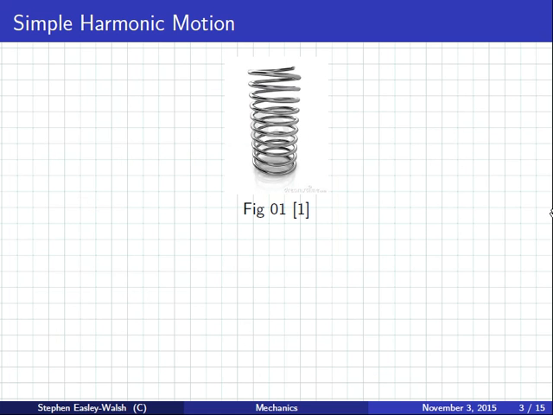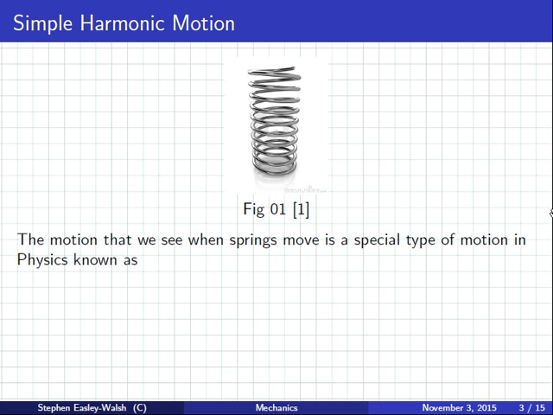So, simple harmonic motion. Let's recap. We've seen motion in a straight line, motion in two dimensions, motion in a circle, and now simple harmonic motion is motion like with springs. So it's motion that kind of goes up and down like this. This is simple harmonic motion. It's a special type of motion as well.